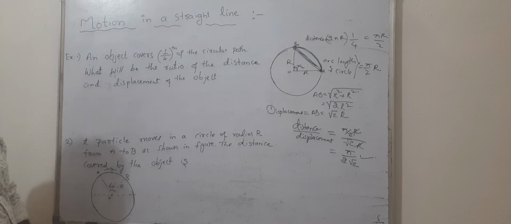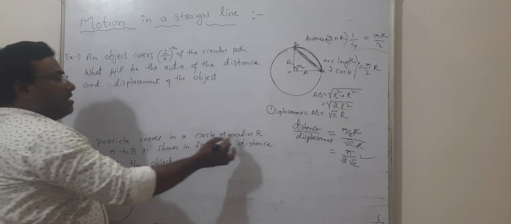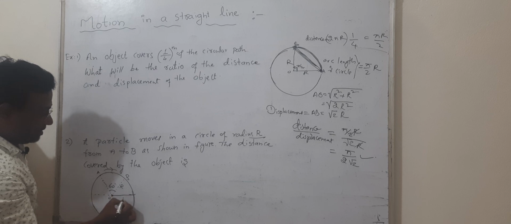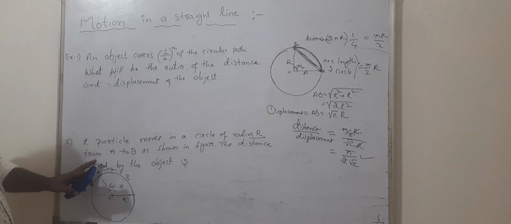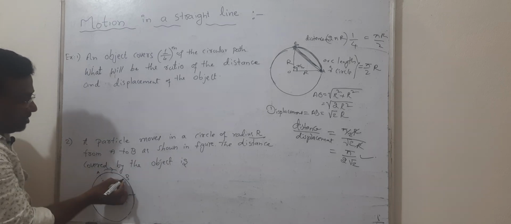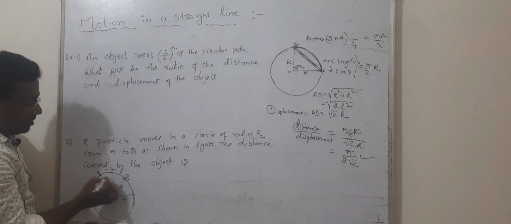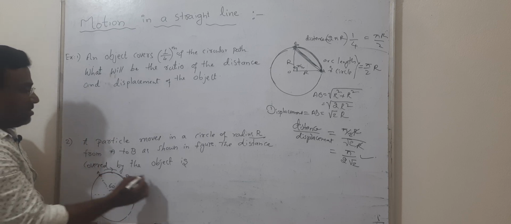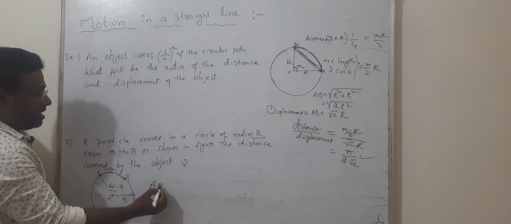Similarly, one more question is there, very simple, that will also help you to know what displacement and distance actually are. A particle moves in a circle of radius r, from A to B as shown in the figure. So it moves from this point A to this point B. So this is the actual path length. He is asking for the distance covered, this AB. As I already said, AB is the arc length.